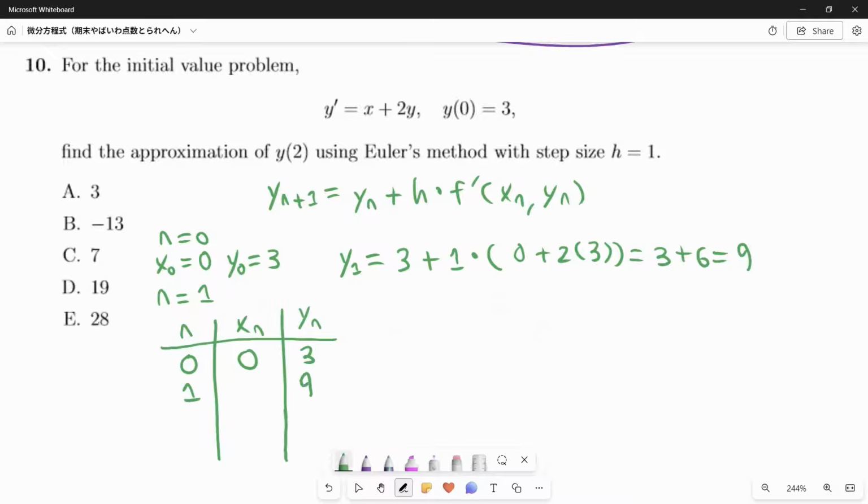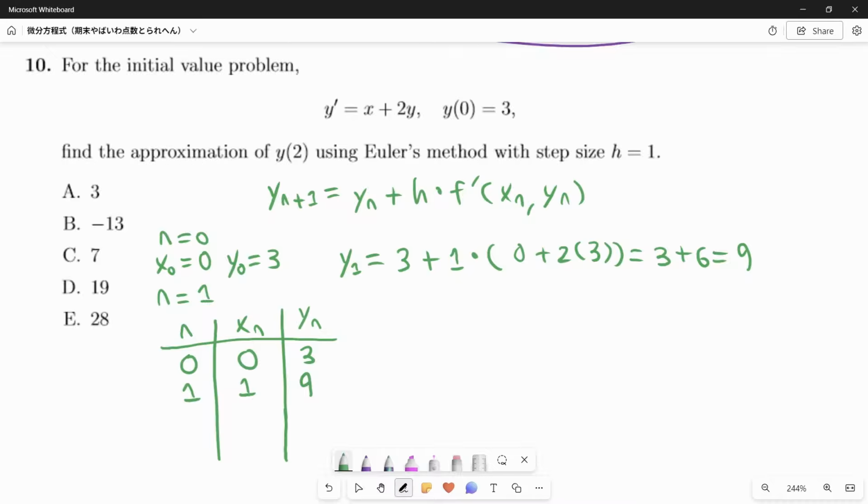And we know that x sub n is now going to be equal to 1 because the step size incremented it up by 1. So, for example, if the step size was 0.5, then the following x sub n term would have been 0.5 rather than 1, if that makes sense.